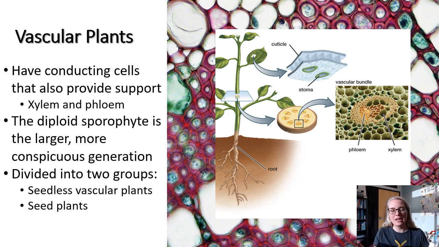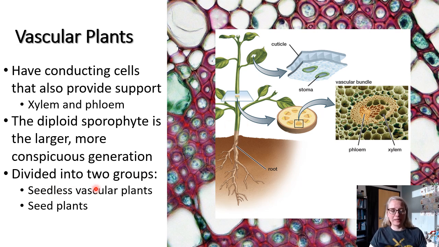We're just going to call them sugars. It distributes them to different parts of the plant as well as down into the roots for storage. Sometimes you eat those big storage roots, like a tuber, like a potato or a carrot, those types of things. Thanks, photosynthesis. Excuse me, in vascular plants, their sporophyte stage is usually larger and more conspicuous.